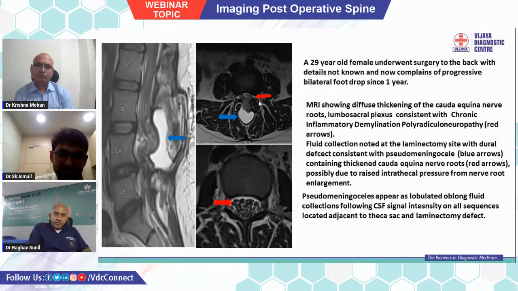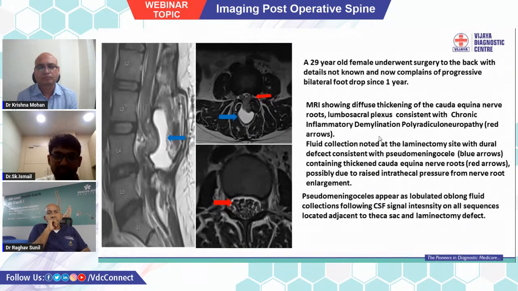And this is also a similar example. This is a case of CIDP where the nerve roots are thickened. The patient presented with progressive foot drop and backache. The previous surgical details were not known, but when MRI was performed, there was an oblong-shaped fluid collection noted at the level of the laminectomy site, and there is herniation of thickened nerve roots into the fluid collection, which is consistent with a pseudomeningocele.